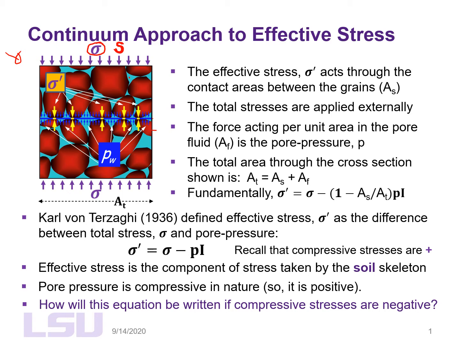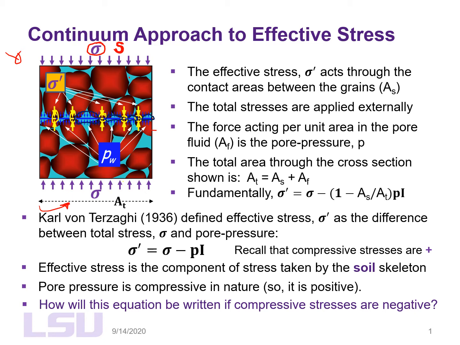So this is the total area that the stress acts on, AT. Well, we can partition that area into two. The ones in yellow, right here, very small, right? Which is precisely the area of the interface between two grains. And the remaining area, which are the ones in blue, are the areas corresponding to the fluid, right?